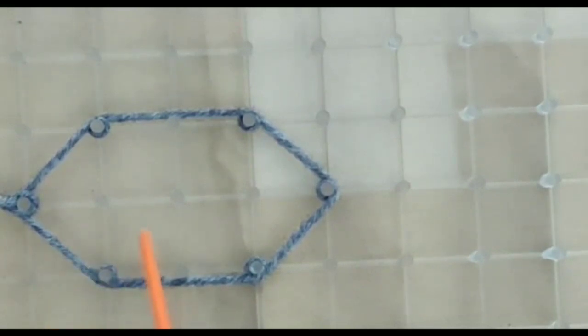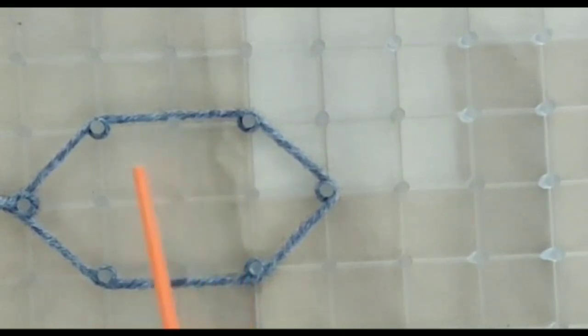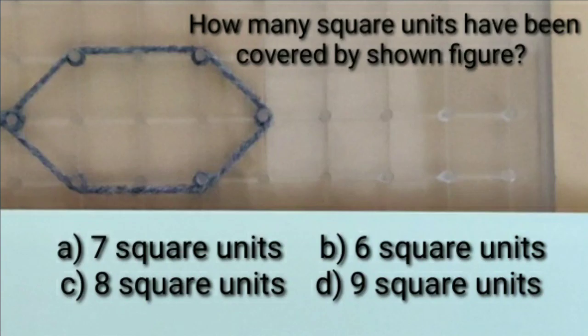So start counting. 1, 2, 3, 4. These 4 are complete square boxes. Now let's count the number of half square boxes. 1, 2, 3, 4. 4 half square boxes means 2 full square boxes. Firstly it was 4. 4 and 2, 6, means the total area covered by this figure is 6 square units, which is our option B. So we will put a tick on option B.